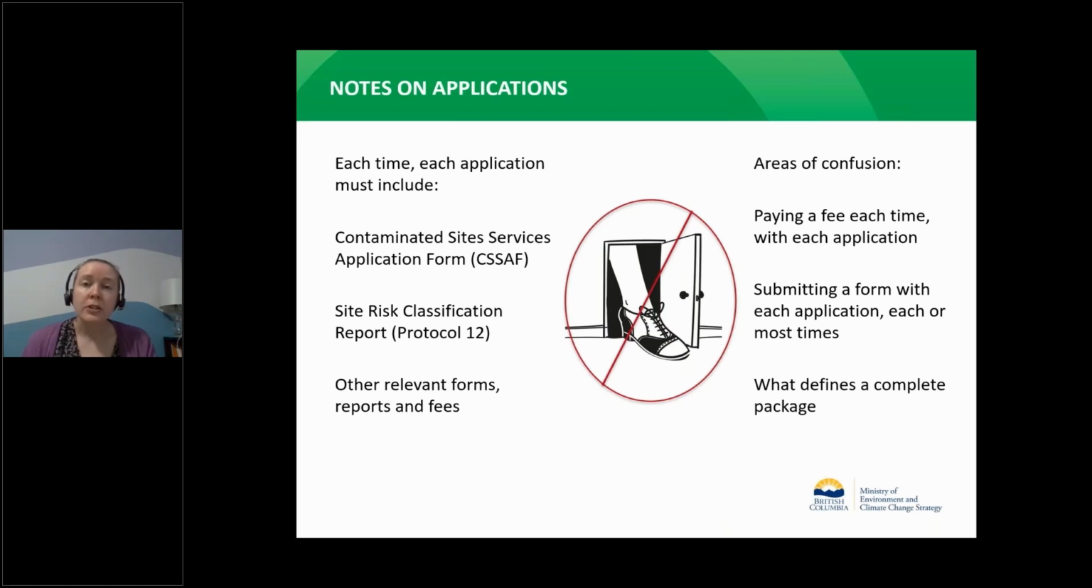Site risk classification is an integral part of the ministry's review. Protocol 12 describes when site risk classification information is triggered, so please follow that. All relevant forms, reports, and fees are part of a complete application. What that means is you cannot put your foot in the door with a partial application. The ministry is unable to keep track of pieces of applications over periods of time. Plus, only complete applications are moved forward, and it's upon you to submit a complete application.